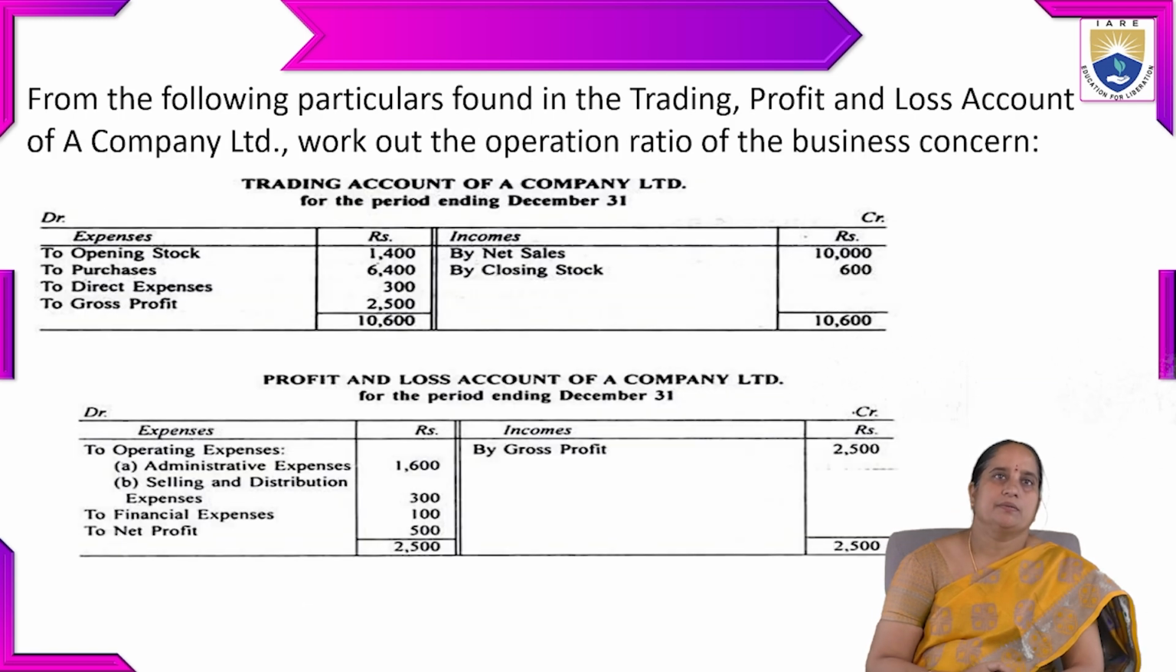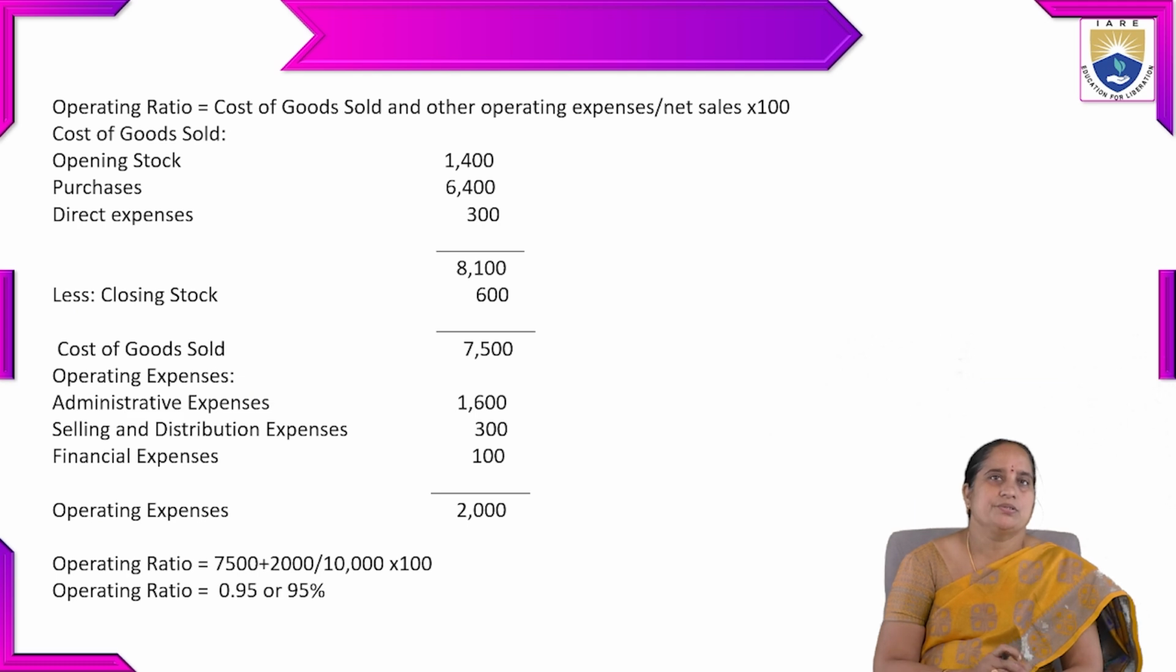Let us take another example. From the following particulars found in the trading and profit and loss account of a company limited, work out the operating ratio of the business concern. So we have been given the trading account and also the profit and loss account of a company. Now using this data, we have to calculate the operating ratio. Operating ratio is equal to cost of goods sold and other operating expenses divided by net sales into 100.